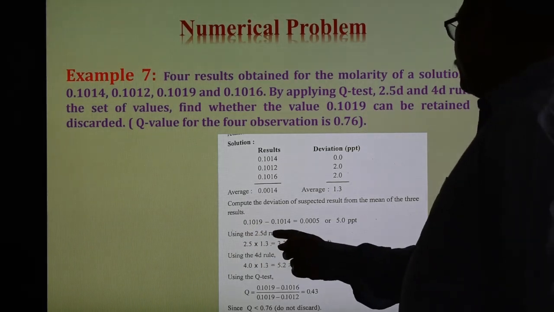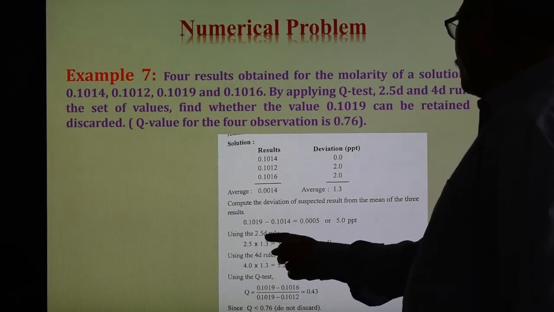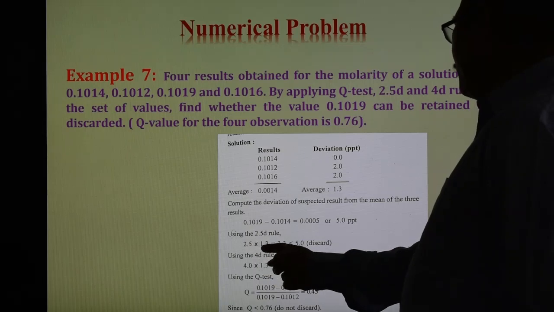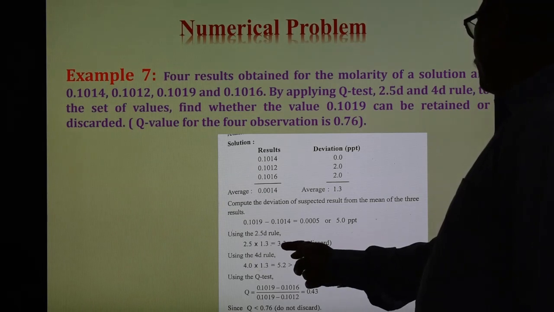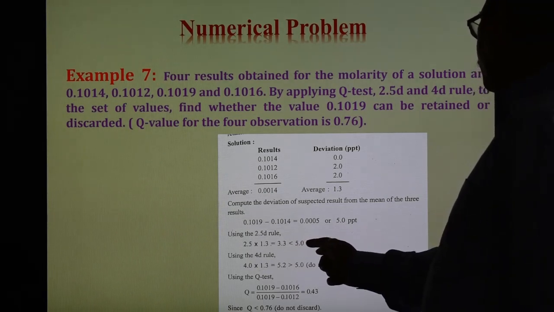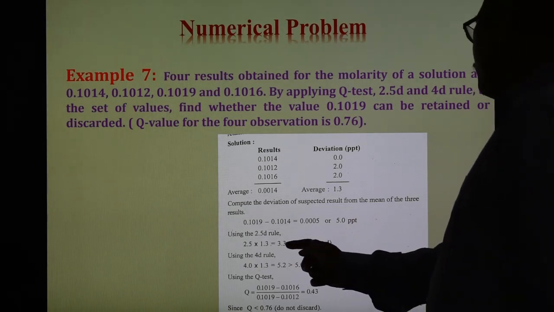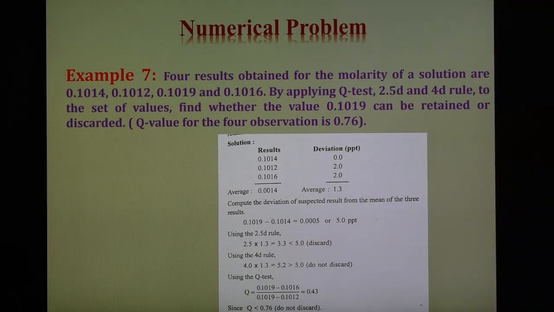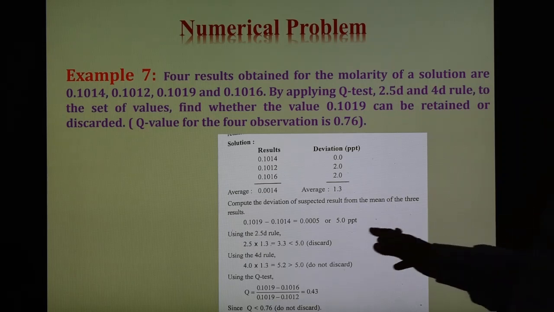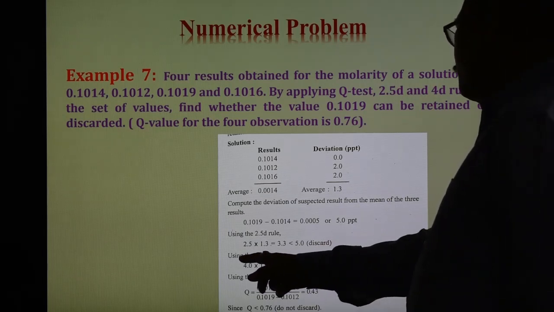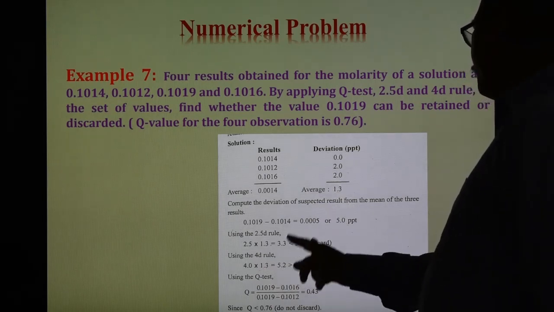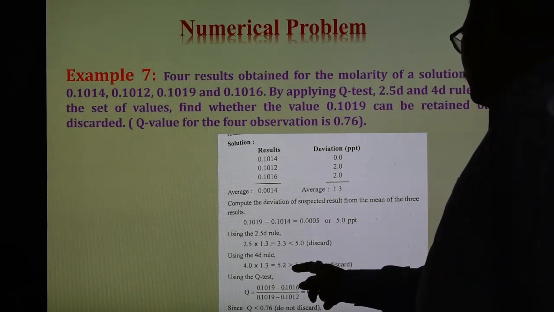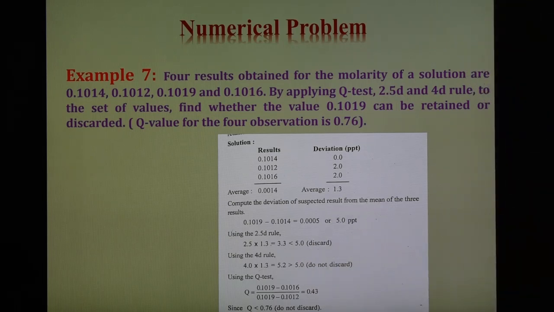Using the 2.5D rule, 2.5 into 1.3, where 1.3 is the average deviation, equals 3.3, and this 3.3 is less than 5.0. Therefore the suspected result is to be discarded, because 3.3 is less than 5.0. And now using the 4D rule, 4.0 into 1.3 average deviation comes out to 5.2, which is greater than 5.0. Therefore do not discard.